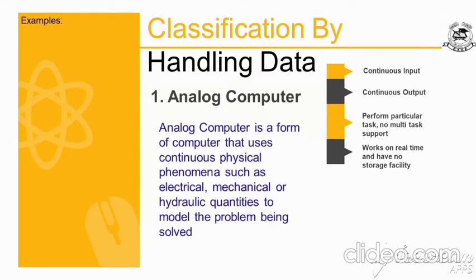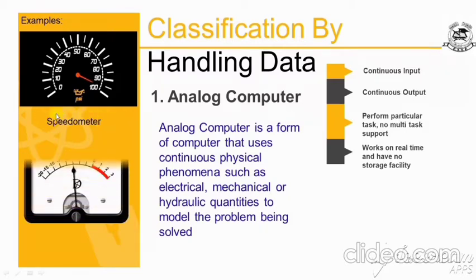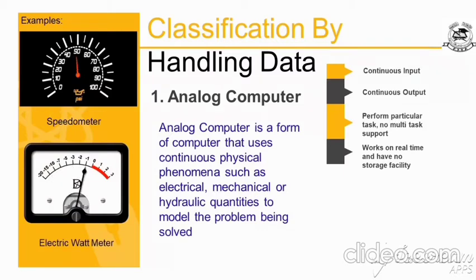The most common example we see of analog computer in our daily life is a speedometer. You may have seen this speedometer in your cars or in your bikes. The other example is this electrical watt meter. These meters are commonly used in our country. The analog computer takes continuous input and gives continuous output.